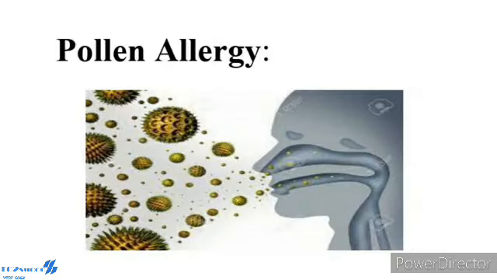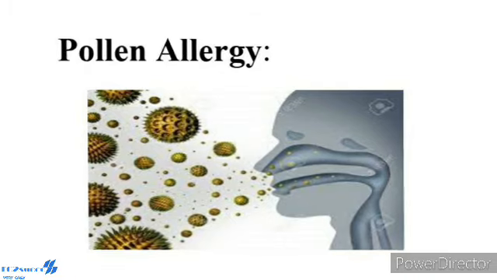Another one, pollen allergy. Pollen allergy is caused by the plant Parthenium hysterophorus, family Asteraceae, commonly called carrot grass. It is a native of tropical America, and was introduced into India as a contaminant along with cereal wheat. The pollen of this plant causes allergy.